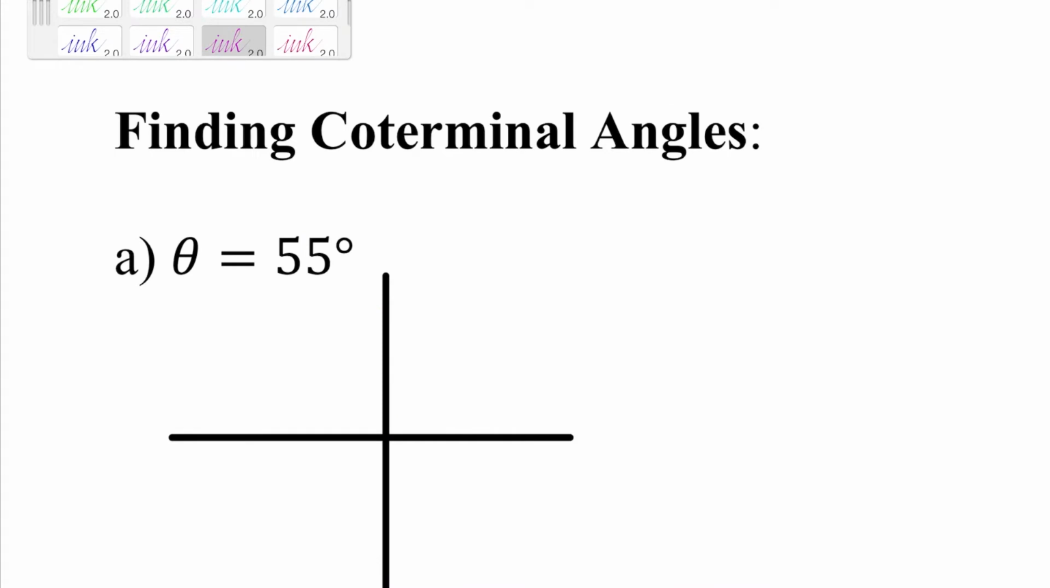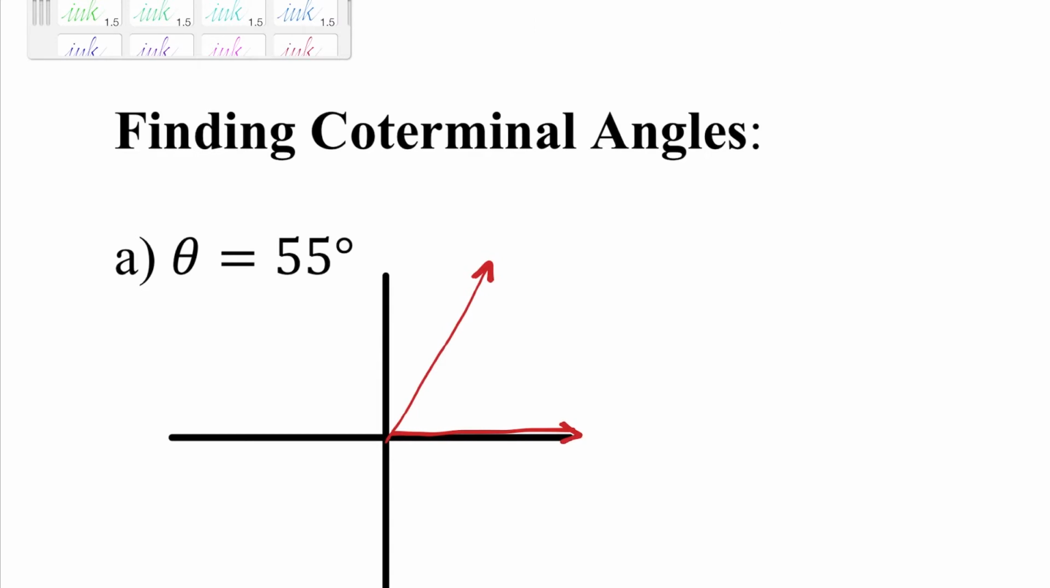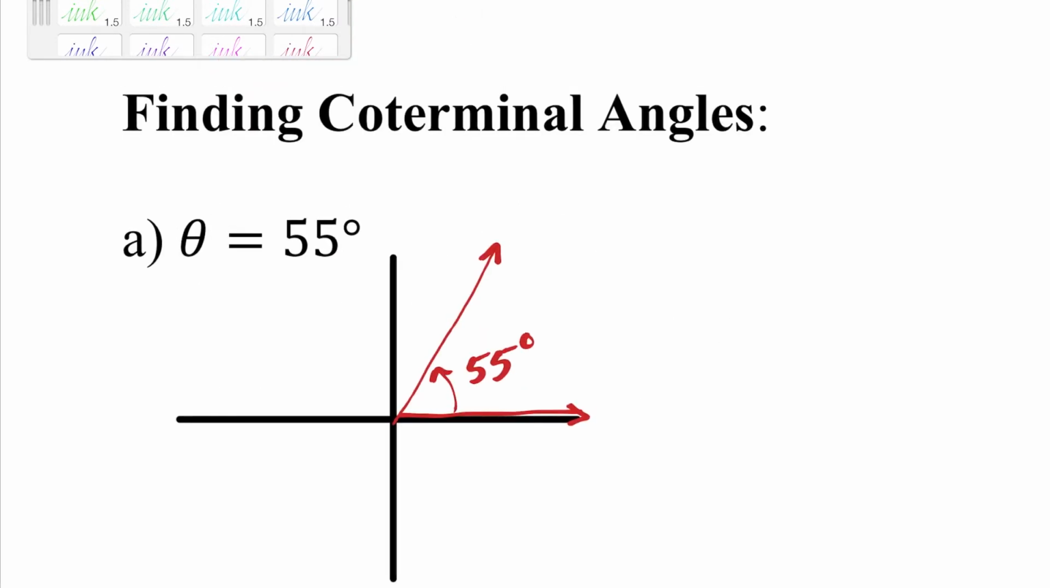So here we're going to find a coterminal angle with 55 degrees. So I know 45 degrees is going to be directly in the middle, in between my x and y axis. So 55 is going to be a bit more than that. And you don't have to be exact. I'm not asking anyone to get out their compasses and figure that out. We're just going to eyeball it. So I've got my 55 degrees.